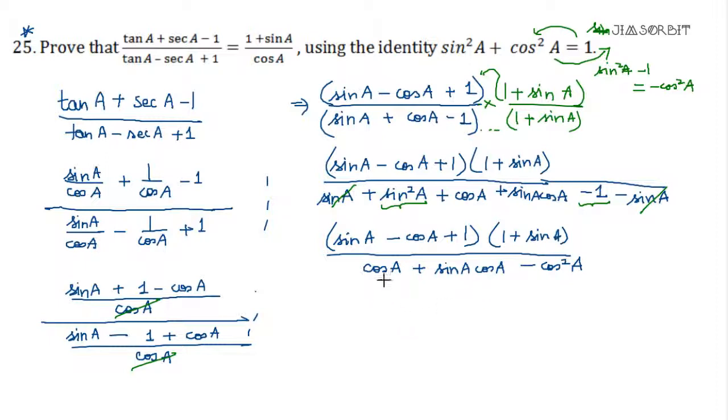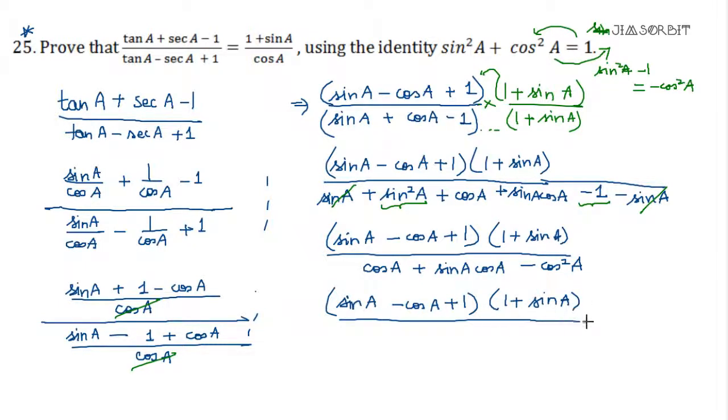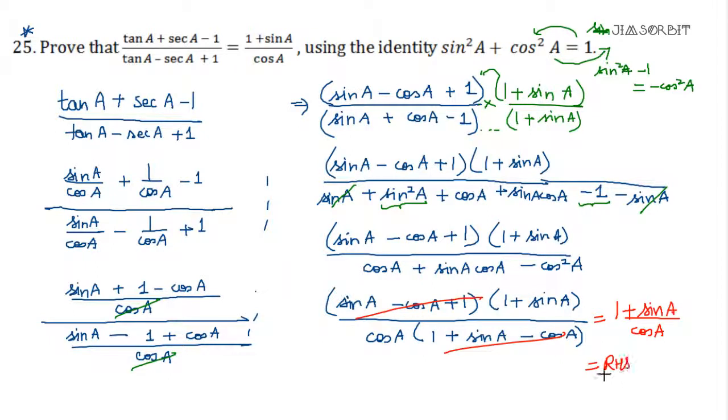It's simple. Okay, now cos A is going common, correct? So sin A minus cos A plus 1 bracket 1 plus sin A upon cos A is going common, so we'll be left with 1 plus sin A minus cos A. Okay, now if you notice, this is the same. 1 sin A is positive, cos A is negative. Yeah, we got that. Yeah, we will cancel it. So it is what? 1 plus sin A upon cos A, and we wanted that only.